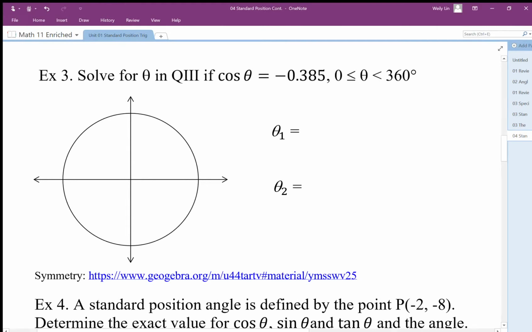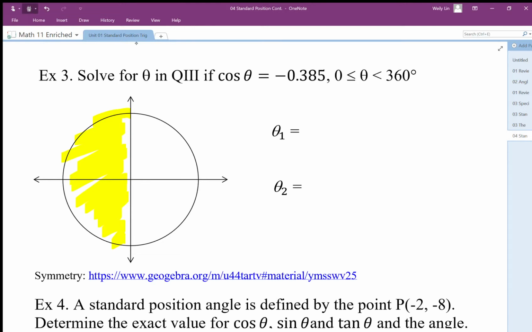So in this problem here, we've been given the cosine ratio. It's negative, so we know that it has to be on this side of the circle. Okay, so we know it's negative. But if it's negative, we have to consider there are two quadrants that we can possibly put it in. In this question though, the quadrant is given.